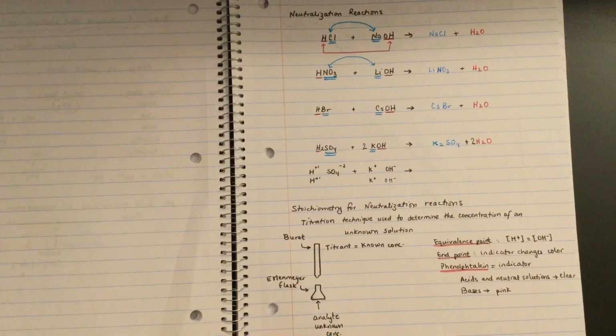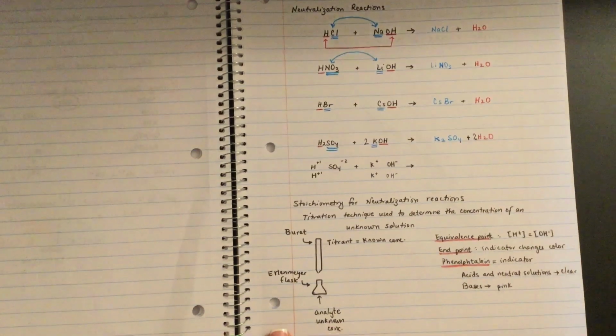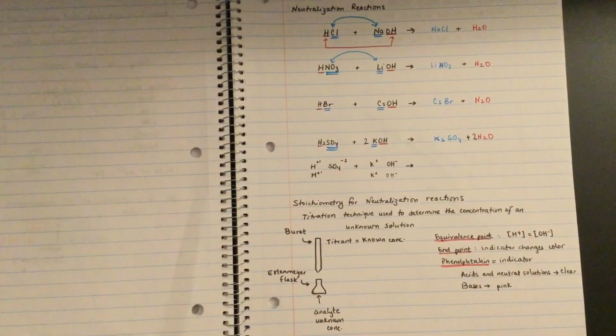Now we still have some problems with stoichiometry. We have stoichiometry problems with precipitation, and we also have problems where we need to use stoichiometry with acid-base reactions. So a titration is something that we use to determine the concentration of an unknown solution. So you're using a solution whose concentration you know to find out the concentration of an unknown.